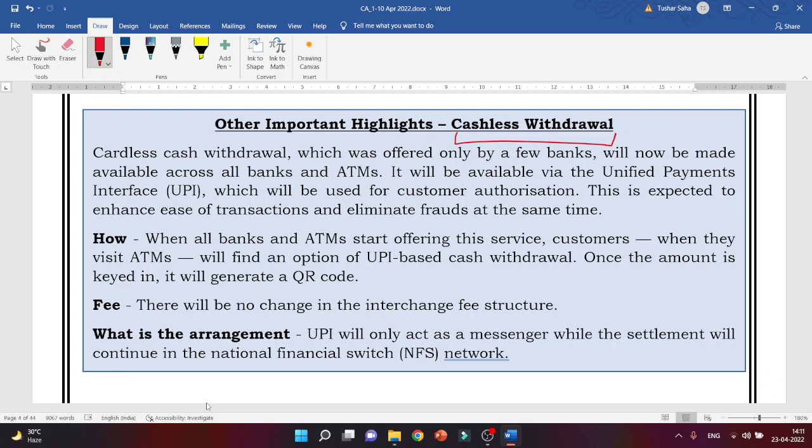You can't go to an HDFC ATM and do that. But RBI is coming up with things where you can go to any ATM and withdraw your amount. So it would be based on the UPI network. UPI will act as a messenger, and everything else will be on the National Financial Switch, right? So I hope you understood this one.